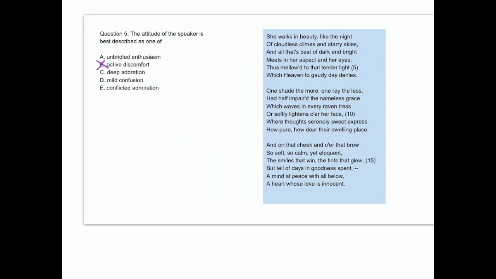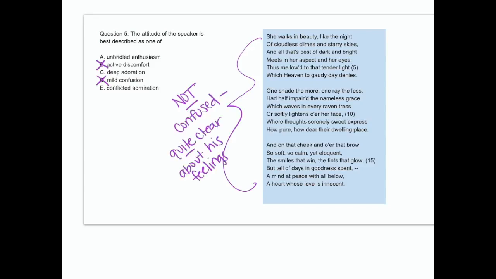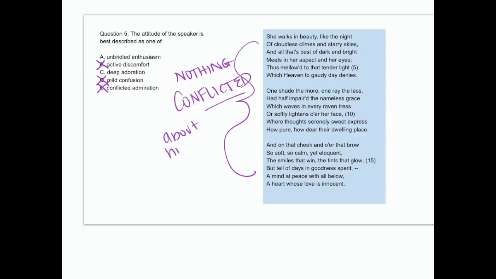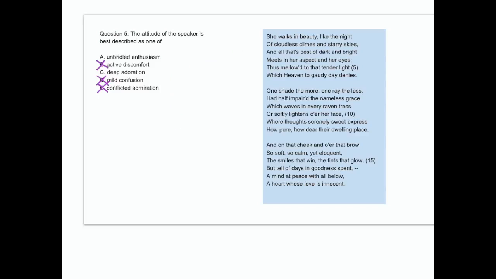We can also get rid of D, mild confusion, as he is not confused about anything. The only thing he's talking about is the woman, and he is quite clear about the way he thinks of her. And for the same reason, E, conflicted admiration, can go because there's nothing conflicted about his admiration. He wholeheartedly admires this woman. That leaves us with A and C.